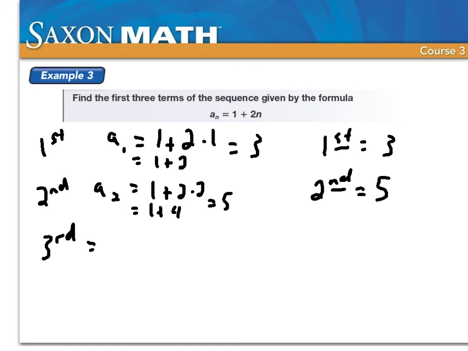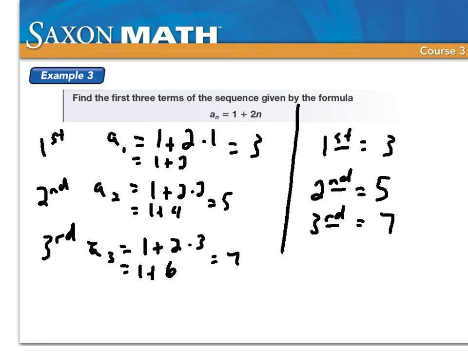And my third term, we're going to have the third term is equal to 1 plus 2 times 3. Again, all I'm doing is plugging in the term number I want for the n value here. And now I'm going to solve it. That equals 1 plus 2 times 3 is 6. And 1 plus 6 is 7. So the third term of the sequence is 7.